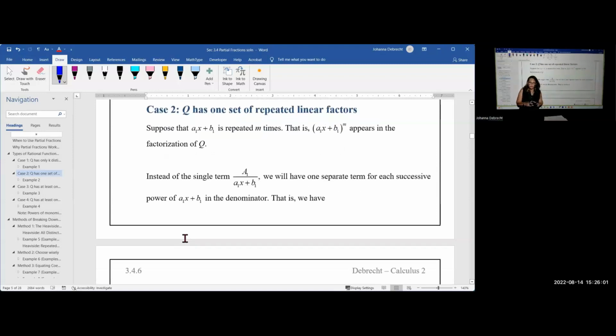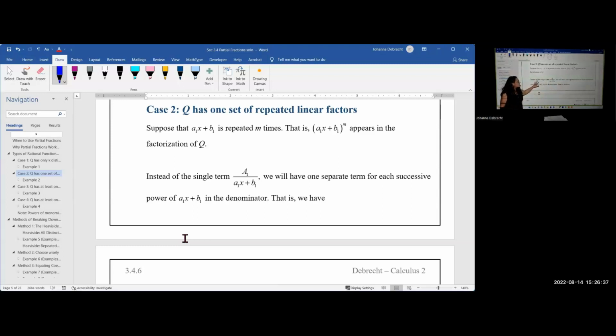In case 2, we again have only linear factors, but we have a repeated linear factor. So let's say that we have this a1x plus b1 repeated m times. In other words, it shows up to the nth power in the factorization of q of x, where q of x is the denominator of the rational expression. So remember, our rational expression is really p of x over q of x. And when we factor q of x, we have this repeated linear factor in the denominator.